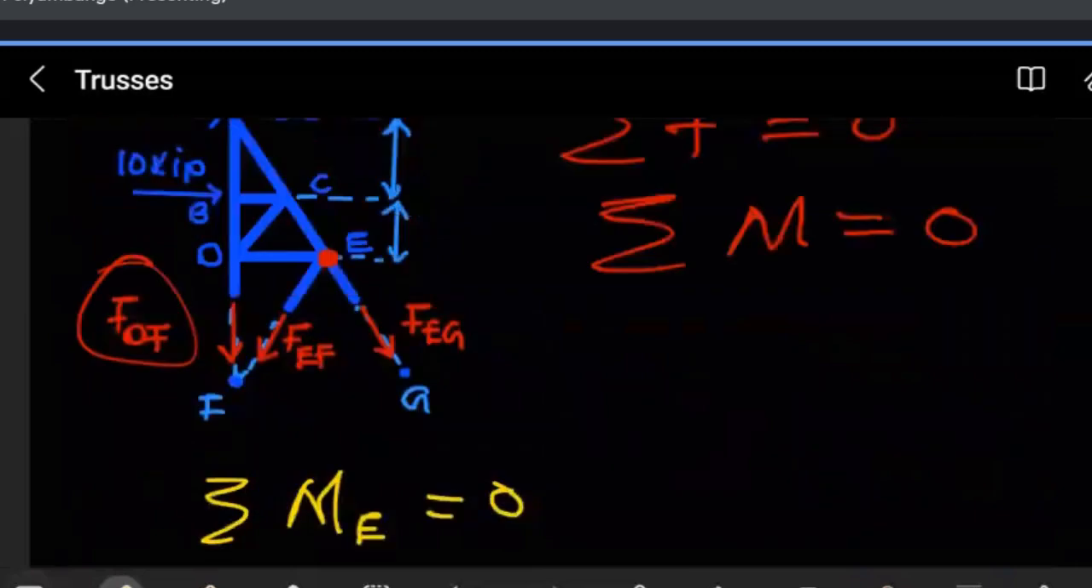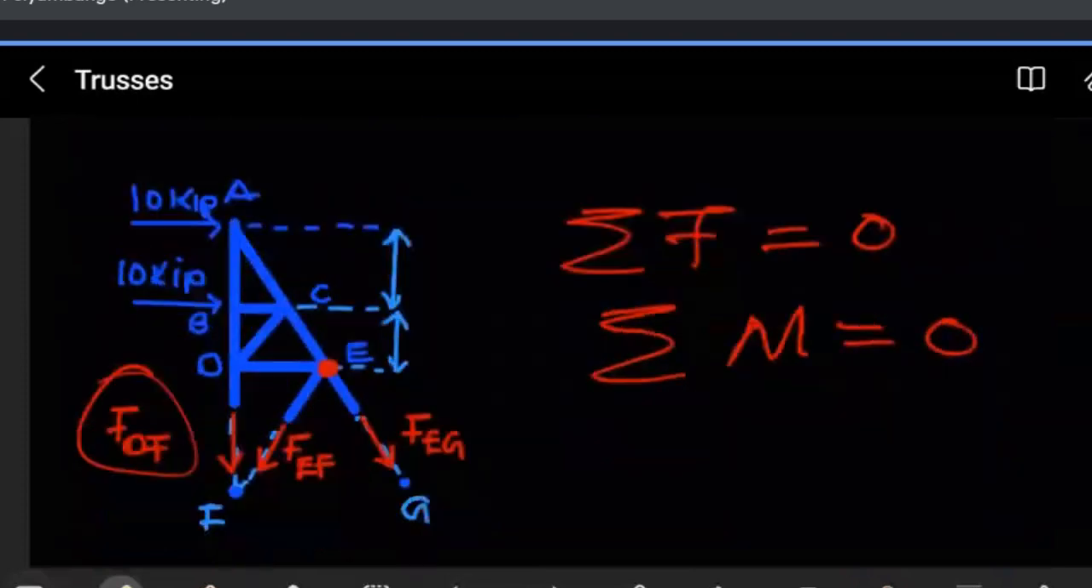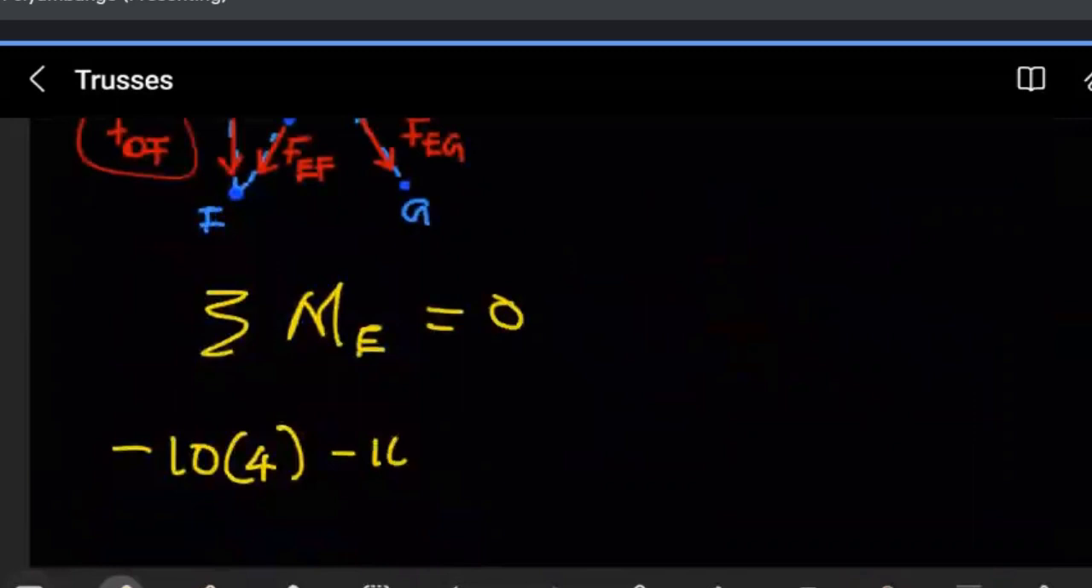Next up, we have the 10 kip, which is on top as well. This is going in that direction. It is causing clockwise rotation, so another negative. The distance will be the first 4 plus the second 4, so that is going to be 8 in this case. So you have minus 10 multiplying 8.